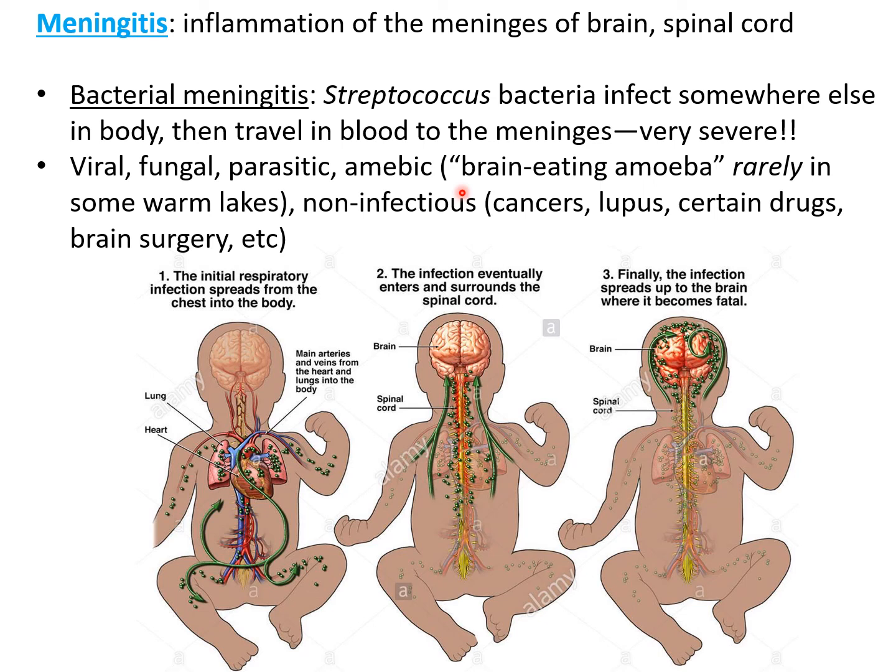These amoeba can actually make their way into your central nervous system, oftentimes through your nose. So you're going swimming, you get water up your nose, and this causes a severe form of meningitis, which can be fatal in mere days.